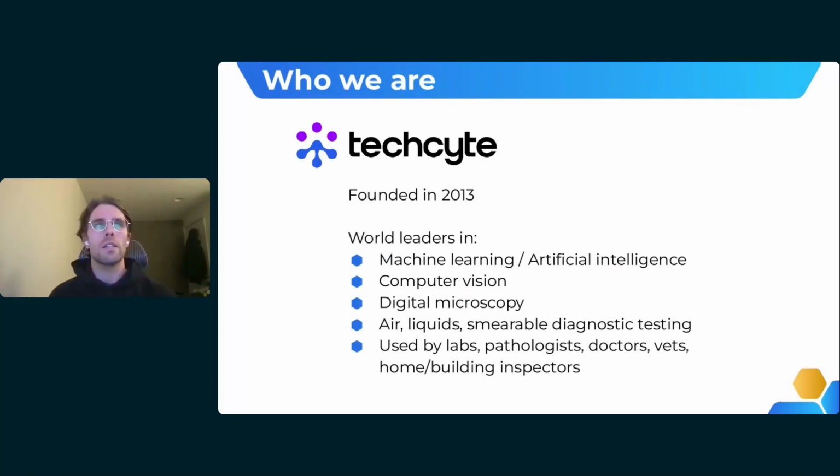Our company name is TechSight. We were founded in 2013. We're world leaders in machine learning and artificial intelligence, utilizing computer vision and digital microscopy. We create diagnostic testing for air, liquids, and smearables, as well as other things. We're used by labs, pathologists, doctors, vets, and home and building inspectors across the country and across the globe.